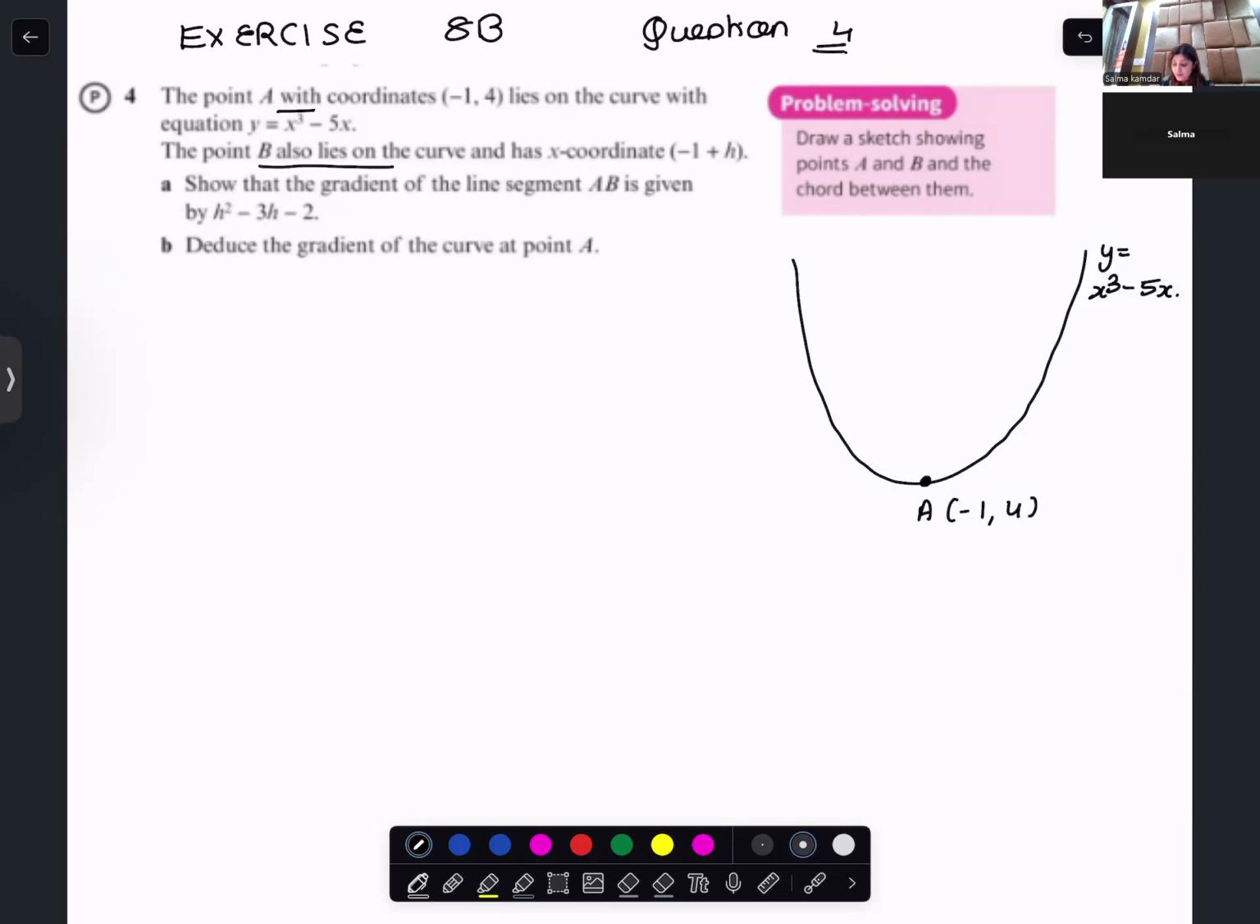Point B also lies on the curve and it has the x coordinate as minus 1 plus h. This is the x coordinate of point B. Point B also lies on the curve. I know the x coordinate, but I do not know the y coordinate.